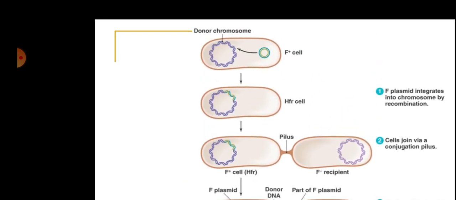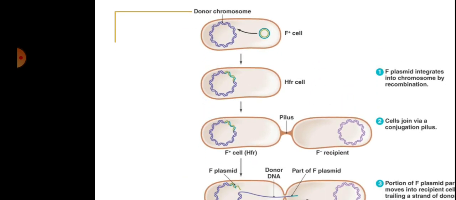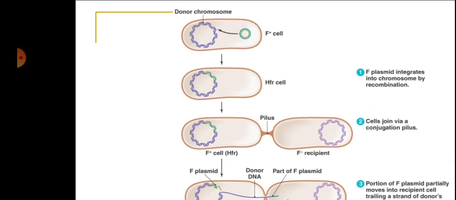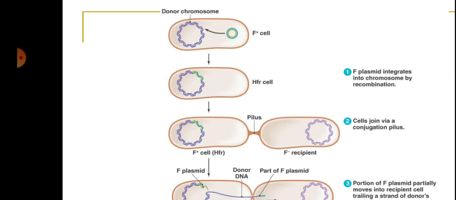In this donor chromosome, which is the F positive cell, the plasmid integrates into the chromosome, forming an HFR cell. Now, the HFR cell again forms, and the pilus is joined with the F negative recipient. Here, in the first stage, the F plasmid integrates into the chromosome by recombination.